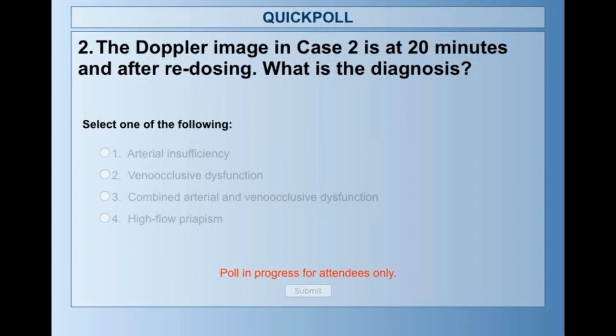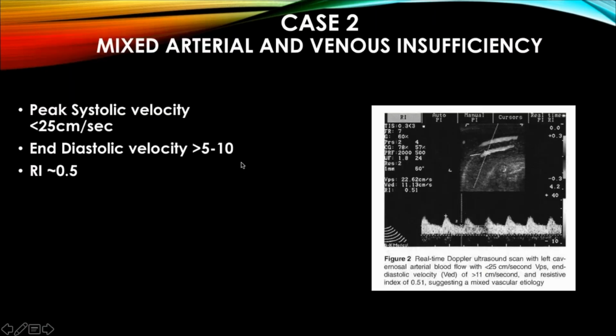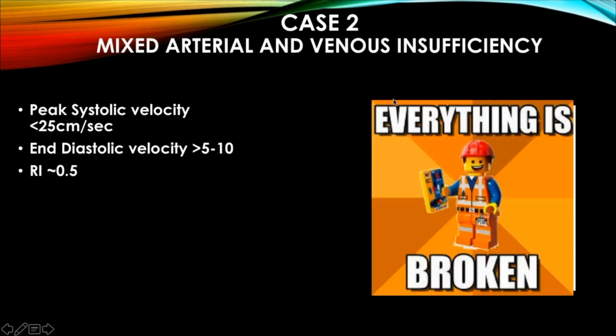Okay, we got 50%. We're going to go ahead and close the poll. So most of you thought this was combined arterial and veno-occlusive dysfunction. I'm going to hide the results. And this is mixed arterial and venous insufficiency. Very good. So you have a peak systolic velocity that's continuously less than 25 centimeters per second. The end diastolic velocity is greater than 5 to 10 centimeters per second, and this resistive index is 0.5, which means it ain't normal, and usually there's a venous problem in there. Very good. Okay. So everything in this case is broken.